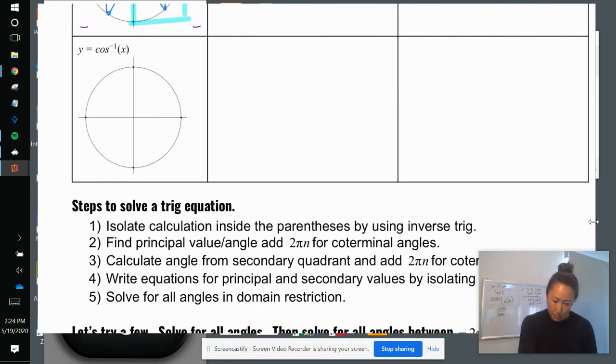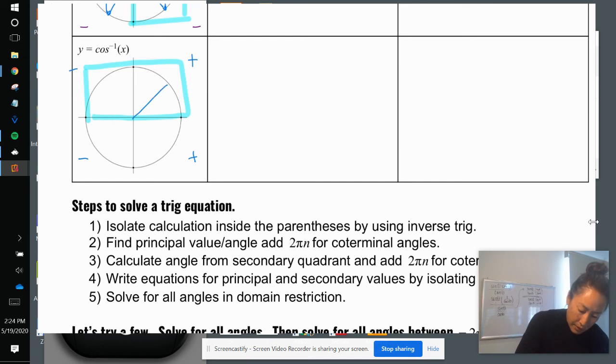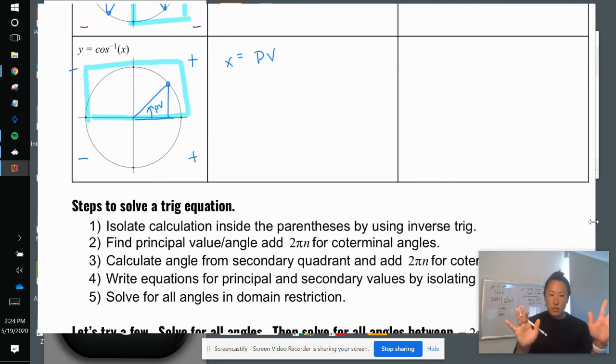So cosine's principal values are in the first and the second quadrant, because the ratios for cosine are positive in the first quadrant and negative in the second quadrant. They are negative in the third quadrant and positive in the fourth quadrant. So if I have an initial principal value that ends up in the first quadrant, the nice thing about cosine is that your calculator will give you a principal value from the first quadrant or the second quadrant. Your calculator will tell you exactly what the value is. And then I'm going to just add the 2 pi n for all of my coterminal angles.